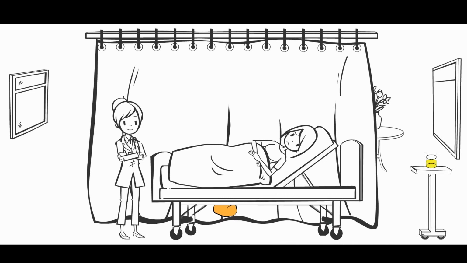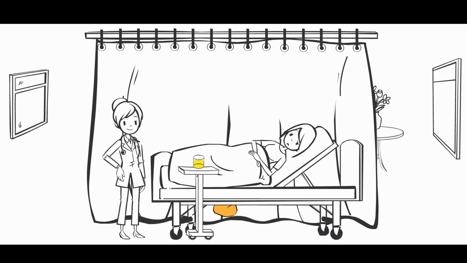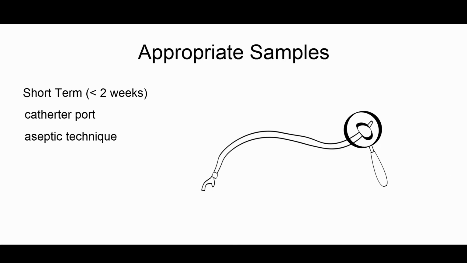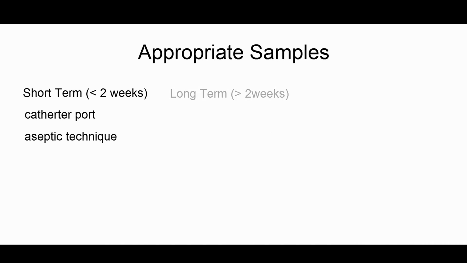In order to confirm your suspicion of a CAUTI, you must obtain an appropriate specimen for culture. According to the IDSA guidelines, obtaining samples from the indwelling catheter in patients with short-term catheterization, being that of less than 2 weeks, is acceptable. These cultures can be obtained by sampling through the catheter port using aseptic technique or puncturing the catheter tubing with a needle or syringe. However, this is not the case for long-term indwelling catheters or those that have been present for greater than 2 weeks.